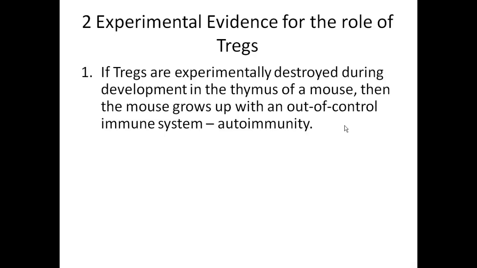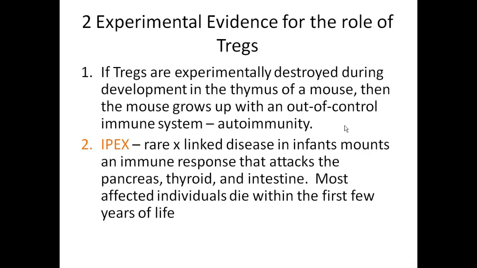Right now there are two experimental evidences for this role of the Tregs. They have found that if Tregs are experimentally destroyed during development in the thymus of a mouse, then the mouse will grow up with an out-of-control immune system, or autoimmunity. Another one is called IPEX. It is a rare X-linked or sex-linked disease in infants. It mounts an immune response that will attack the pancreas, the thyroid, and the intestine. Most affected individuals die within the first few years of life.